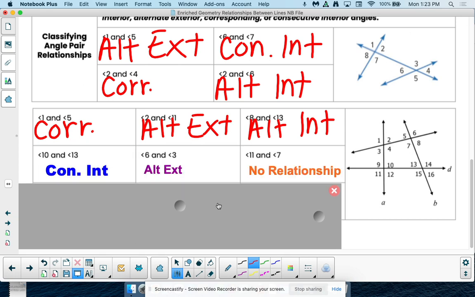All right, folks, check your first 3. Why is 11 and 7 no relationship? Does anyone know the real reason why? We don't have a transversal line connecting them, so there's no relationship. So that's your no relationship.